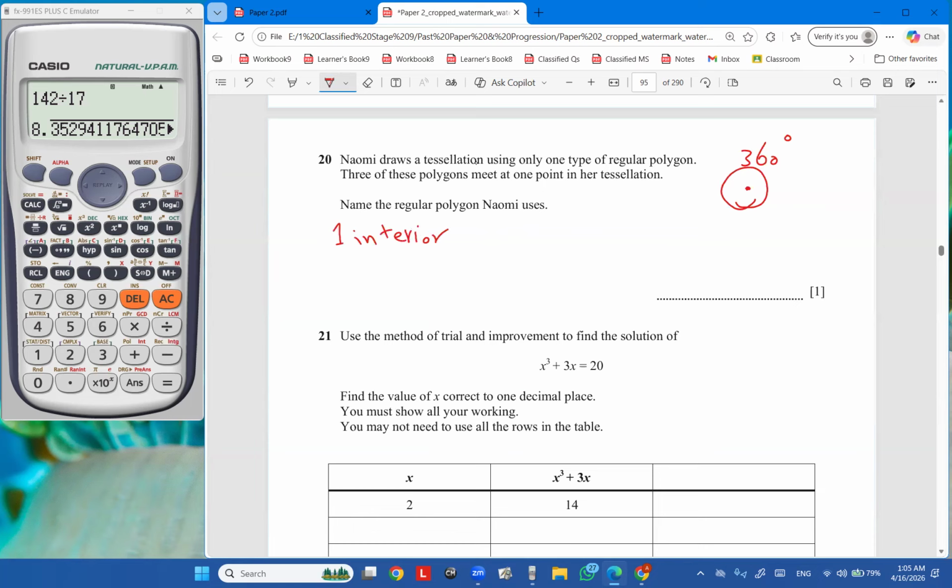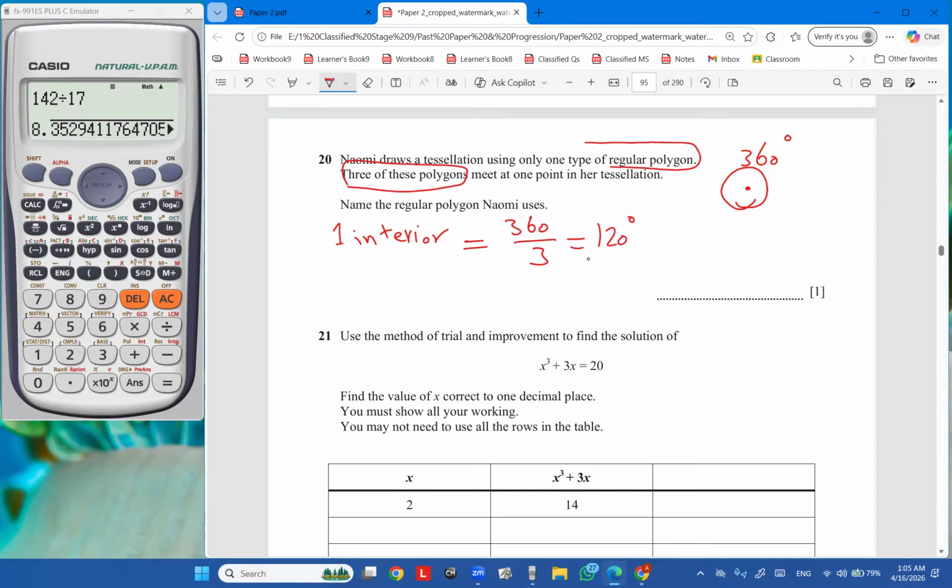They said three of it, right? They said three of that shape, which is three of the regular polygon. Three of these polygons. So one interior angle must be equal to what? 360 divided by 3, which is 120 degrees. What is that shape that has one interior angle of 120 degrees?